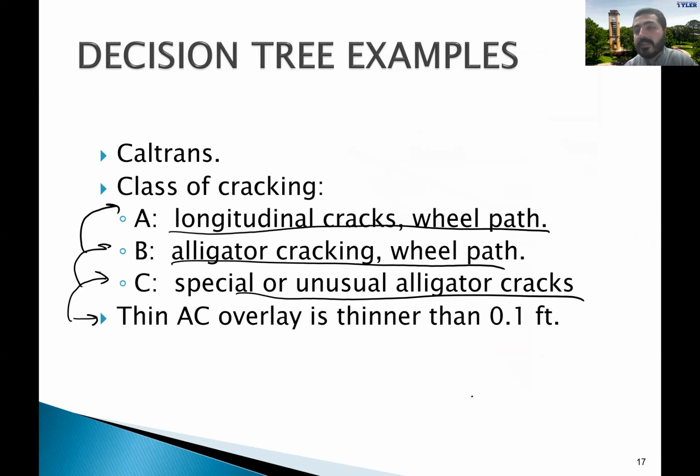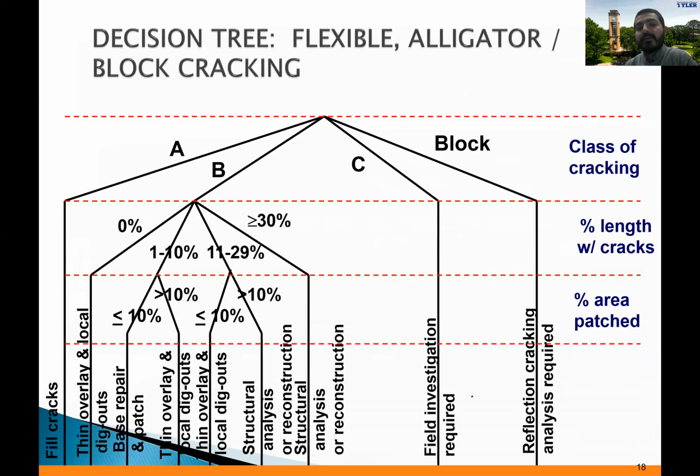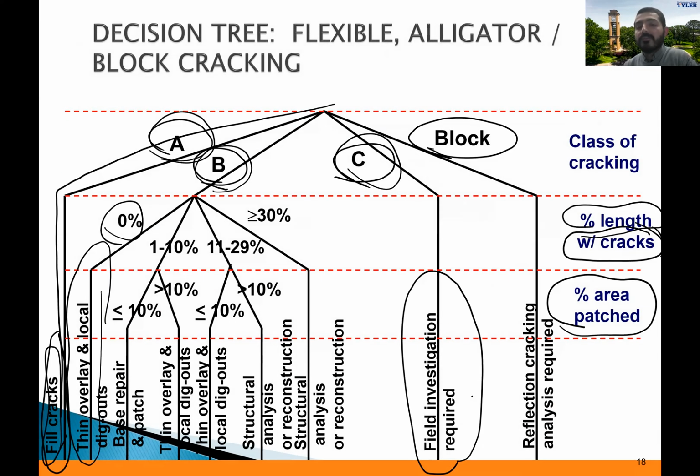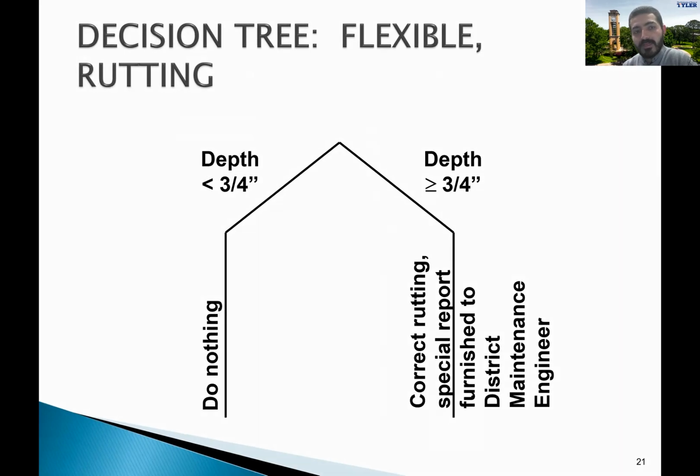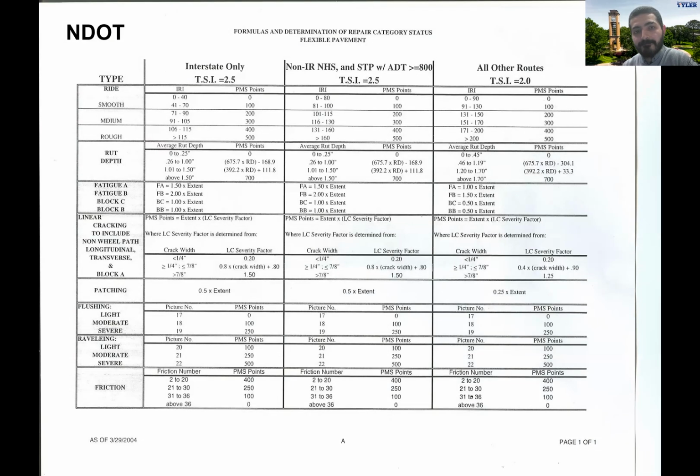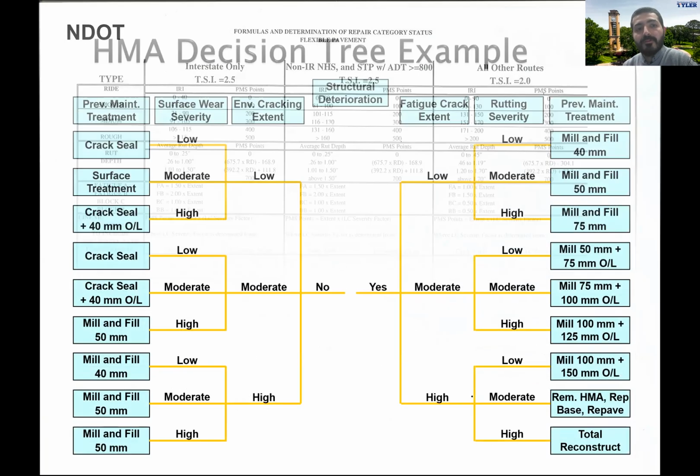If it's class B, that's alligator cracking. If it's class A, I know it's a longitudinal crack and I know how to fill the cracks. But if it's a special or unusual alligator cracking, before we do anything, we need further field evaluation to decide what kind of problem this is before I just go ahead and fix it. The same thing applies to many other decision trees, if you will.